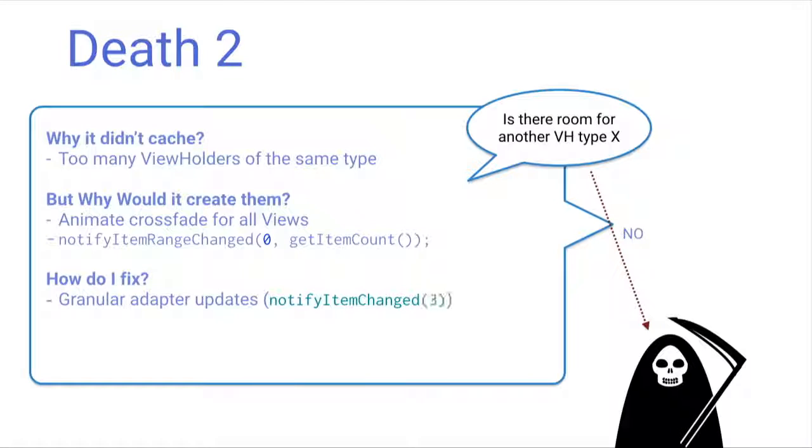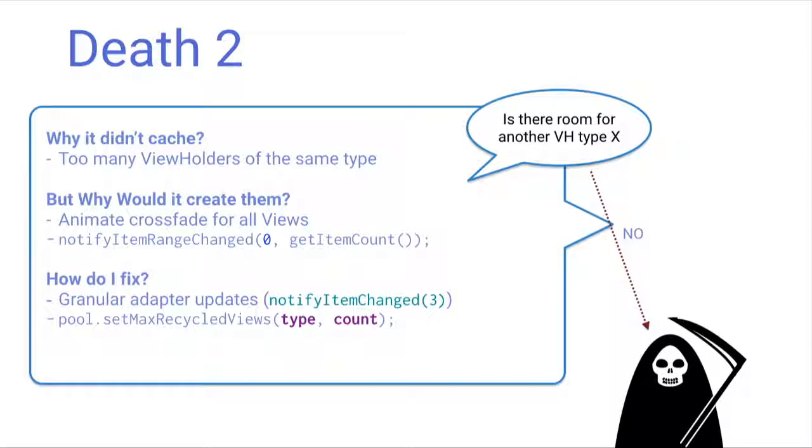So don't do that. When an item has changed, tell us what actually changed, which is really, really important, and run the correct animation. Or if you have some other cases where you notice the views are being lost, you can change the size per type in the pool.